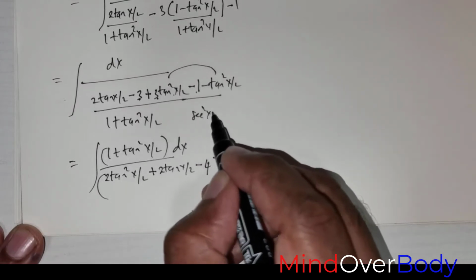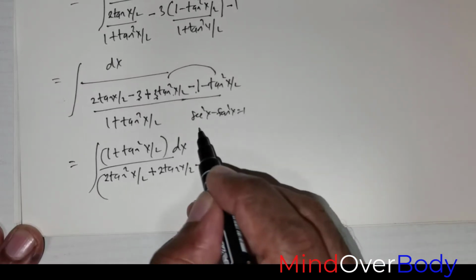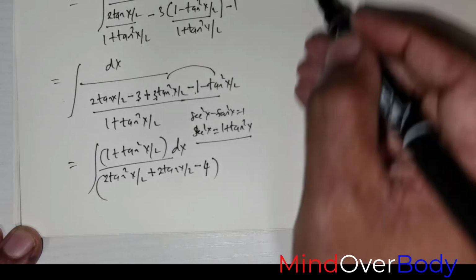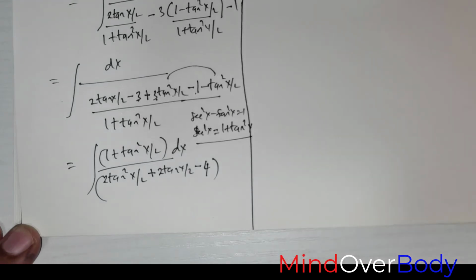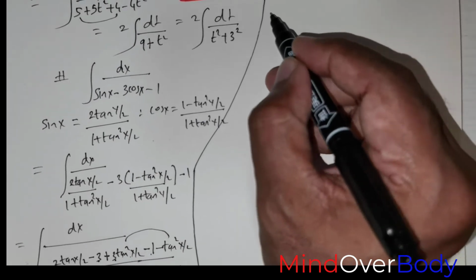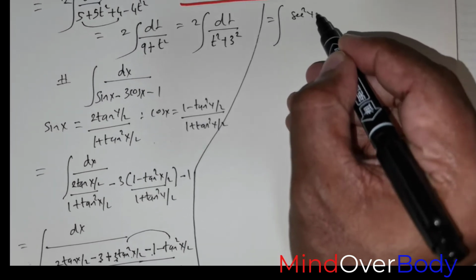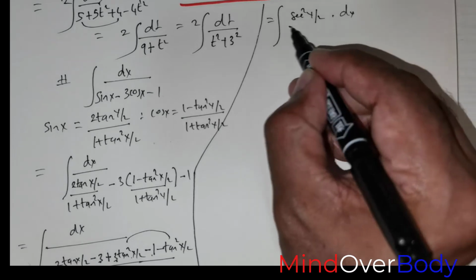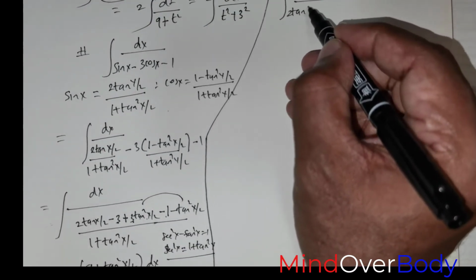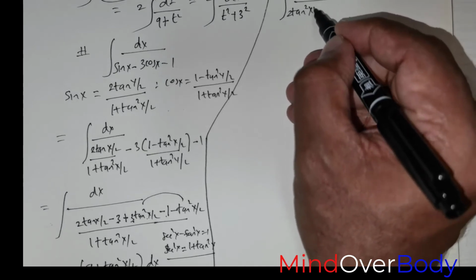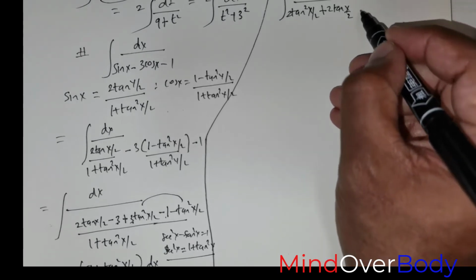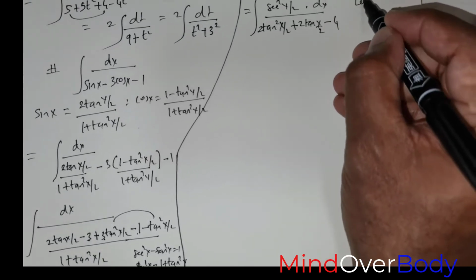Now we know the formula that sec²x − tan²x is equal to 1. So from here sec²x is equal to 1 + tan²x. So this is going to be sec²(x/2). So that's equal to the integral of sec²(x/2) dx divided by 2 times tan²(x/2) + 2 times tan(x/2), and then you've got a −4. Now let me make the substitution.